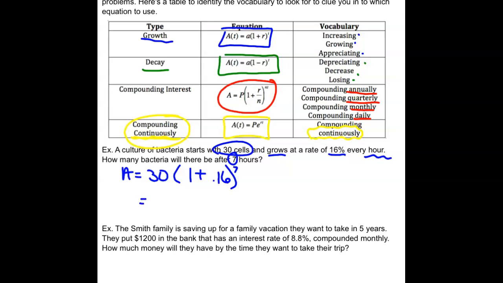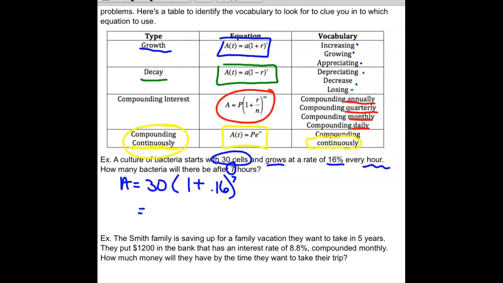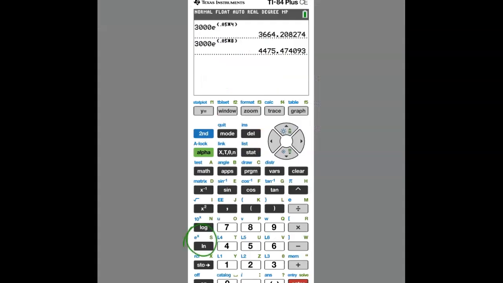All right, let's grab our calculator. 30 times 1 plus 0.16 to the 7th power. And my calculator's back here somewhere. All right, 30 times 1 plus 0.16, and our power was 7. All right, so we will have 84.786, or about 85 bacteria.